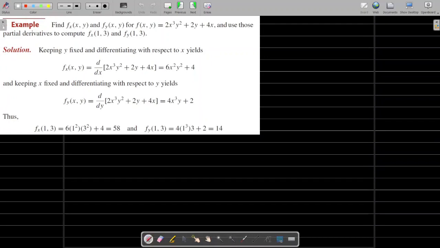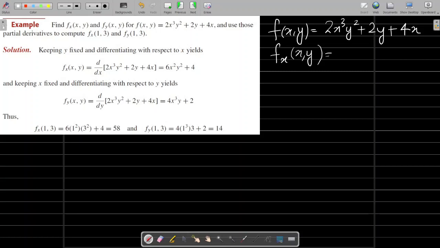So first let us consider this function f of x, y is equal to 2x cube y square plus 2y plus 4x. Now first I will evaluate f_x, the partial derivative with respect to x. Now as I told you, I have to consider all y terms as constants. So this y is a constant here, this y is a constant here. These you have to treat like any other number, like 5, 6, something like that.